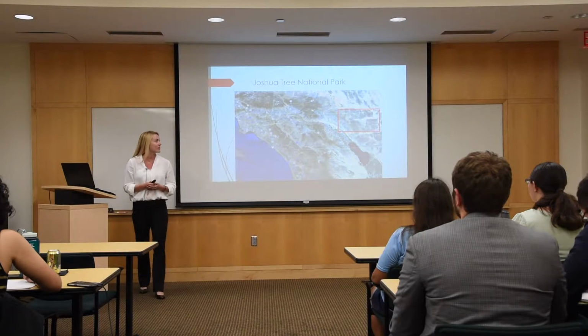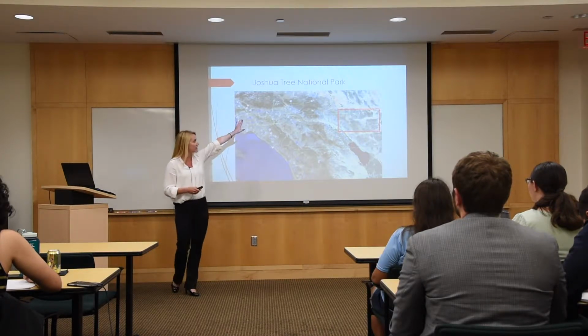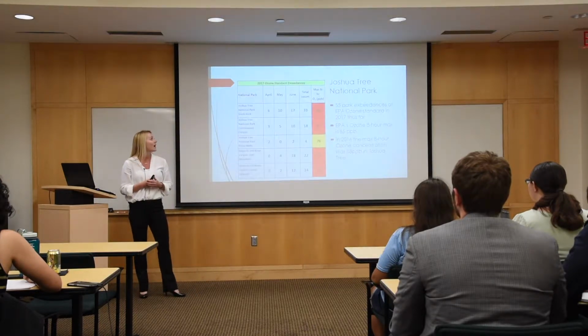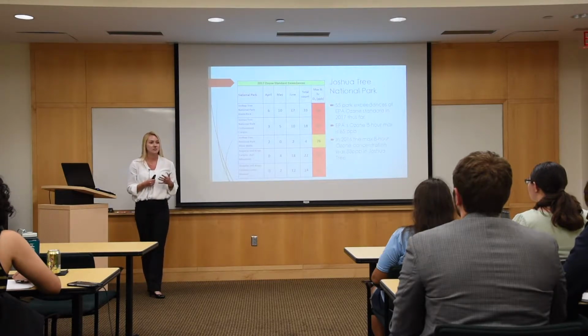Joshua Tree National Park is located directly east of the Los Angeles Basin, as well as east of the San Bernardino Mountains to the north and the San Jacinto Mountains to the south. On a clear day, you're supposed to be able to see the Mexico border from Keys View, which is located within Joshua Tree National Park.